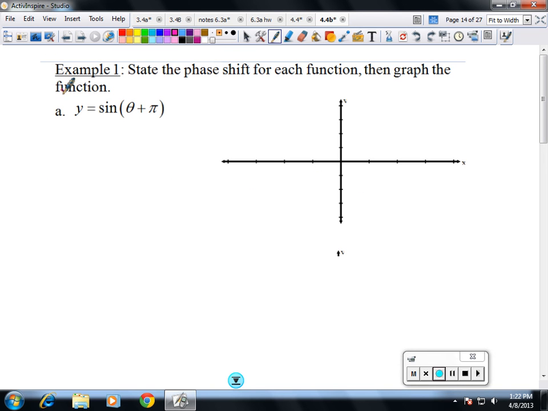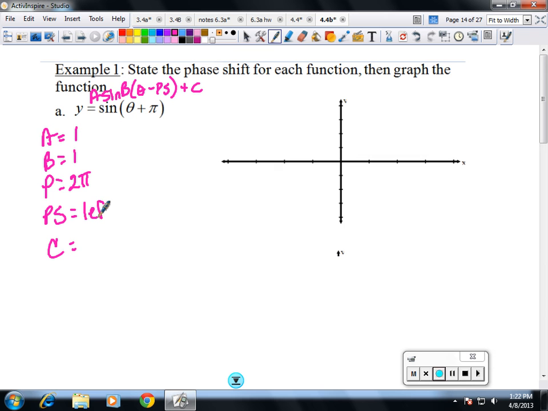Alright, now I'm going to start shifting them. It says state the phase shift for each function, then graph the function. I go ahead and put everything, A, B, P, PS, and we're going to go ahead and add in the C on the end. A is 1. B is the number that's in front of the theta because it's A sine of B, theta minus the phase shift, plus the C. Well, the B is 1, so my period is 2 pi. My phase shift is, if I plus a number on the inside of the parentheses, it moves left, pi, and then I do not have a C. Okay, so I label my ends with 2 pi, negative 2 pi.